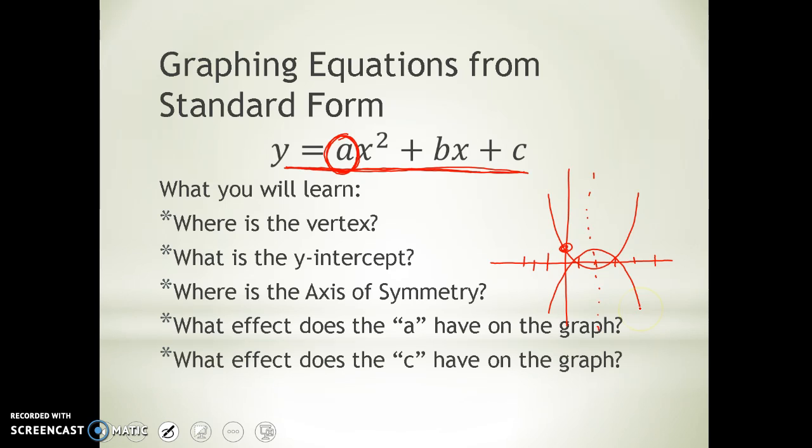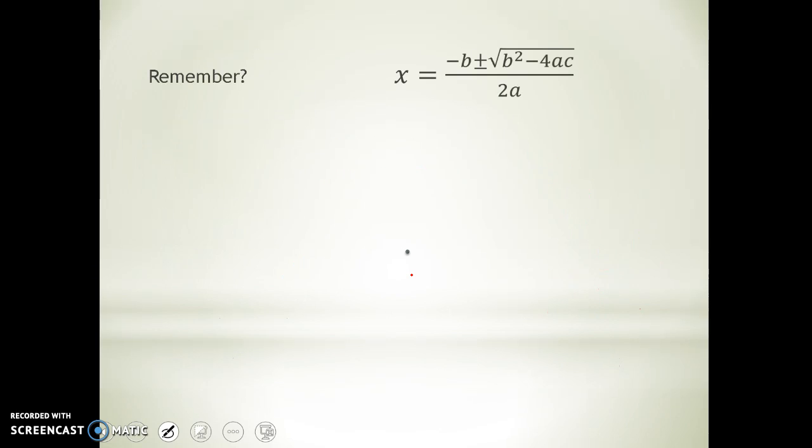And then finally, we're going to learn about the c value. The c value is another important part of this function because it will be connected with the y-intercept. All those things are things we're going to explore and learn about today so that you can graph these pretty quickly on your own by hand without your graphing calculator. Let's go ahead and get started.